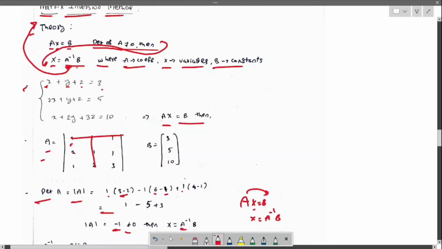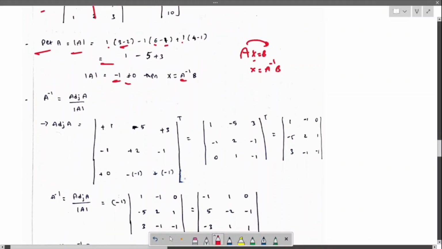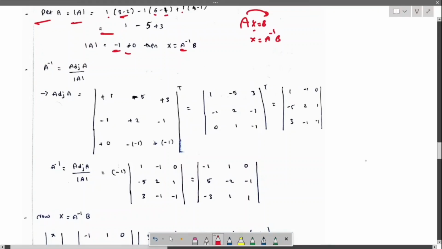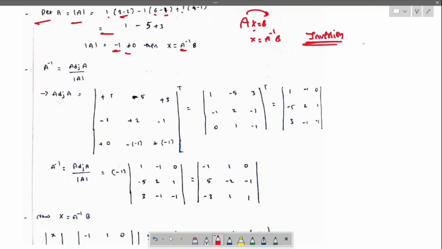Now, inversion is a completely separate topic. We need to find A inverse, and it is a little bit complex. Observe carefully. After finding the inversion, the later things are easy. First, let us go for the inversion. A inverse is adjoint A by determinant A, that is, adj A by det A.